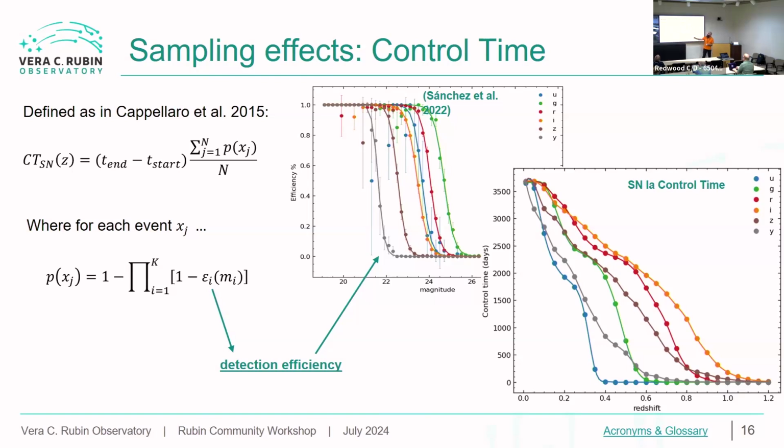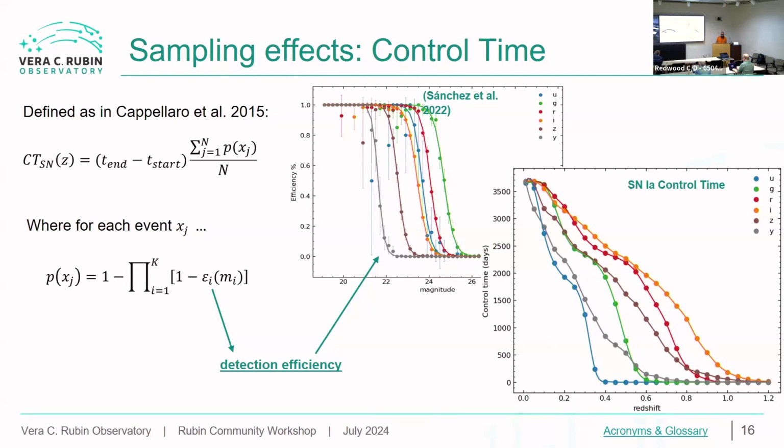So we're using the detection efficiencies as a function of magnitude that were calculated by Sanchez et al. in the paper that I already showed you before. And doing the calculation, this is an example of the effective control time for type 1a supernovae, as observed in the COSMOS field. And of course, what you see is that at redshift 0, the supernovae are so bright and so close that the effective observing time is the entire survey duration, and this is going down as you proceed to high redshift.